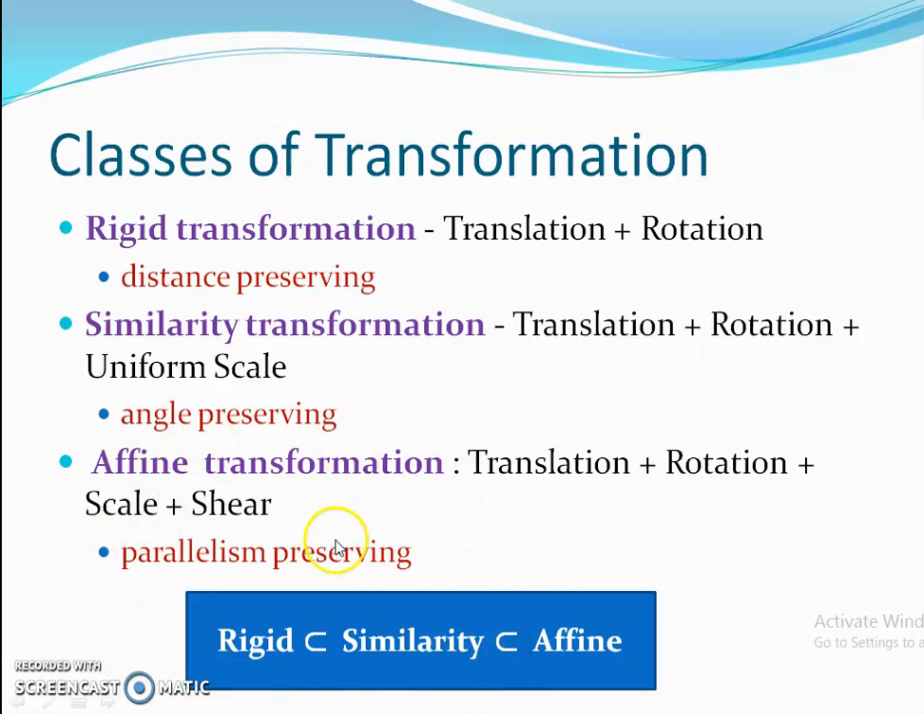We can use set theory to represent these three classes of transformation. Rigid is a subset of similarity, and similarity is a subset of affine. By default, rigid is a subset of affine; that should be applicable. When you see these things, you can say whether it is a subset or not. Translation and rotation are available in similarity and also in affine. That's why we can say rigid is a subset of similarity and similarity is a subset of affine. By default, rigid is a subset of affine transformation.